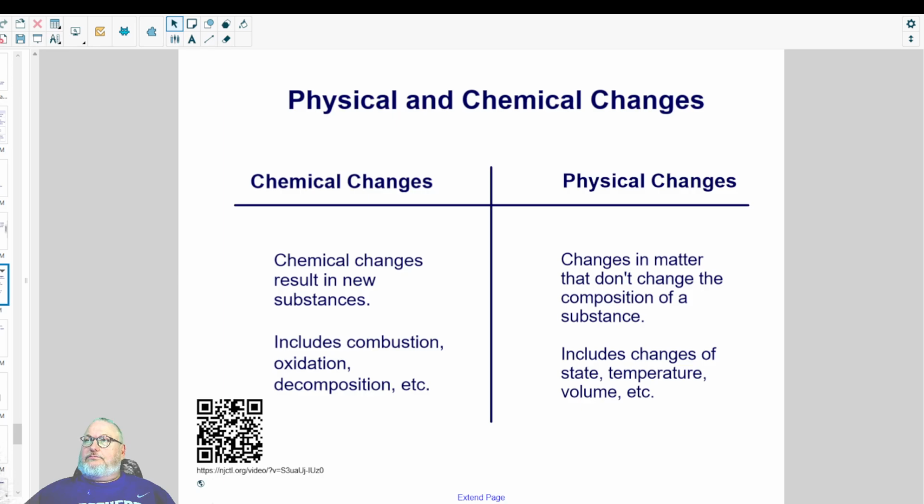Okay, so let's talk about the difference between a chemical and a physical change. Chemical changes will move those atoms around and you'll create a new substance. Think about some of the ways we do this with combustion, oxidation, decomposition, there's others. Physical changes are changes that don't change the composition of a substance. When we melt ice, it's still ice. So these are things like changes of state, temperature, volume.